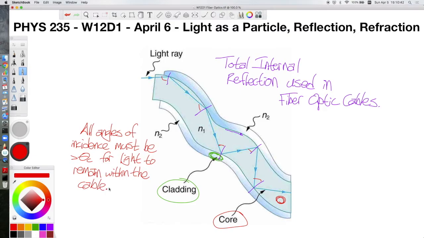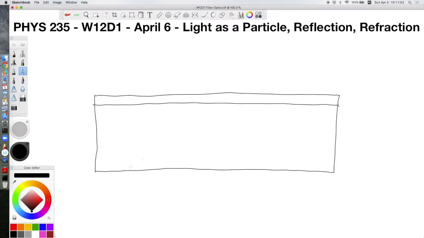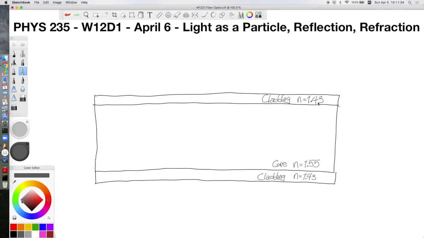I want to do a sample calculation to show you how this all could work. So we're going to imagine a fiber optic cable arranged as follows. We have a core with an index of refraction of n equals 1.55 and cladding with an index of refraction of 1.43. Hopefully you expected that the index of refraction for the core needs to be higher than the index of refraction for the cladding, because total internal reflection can only occur within the higher index of refraction material.